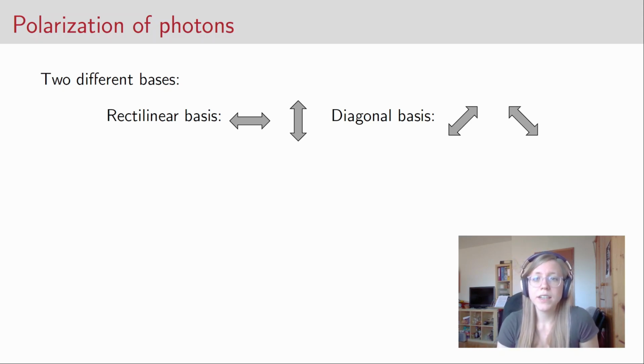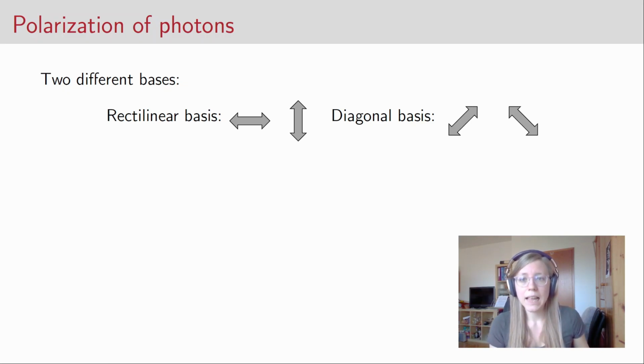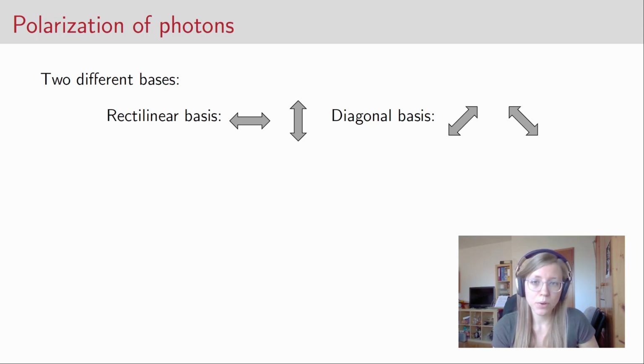So we consider linear polarization. That means that the oscillation of the photons only occurs in the plane, in one direction. And we distinguish two different bases, namely the rectilinear basis, which is horizontally and vertically polarized photons, and the diagonal basis, where you have photons that are polarized either in the plus 45 degree polarization or minus 45 degree. Okay.